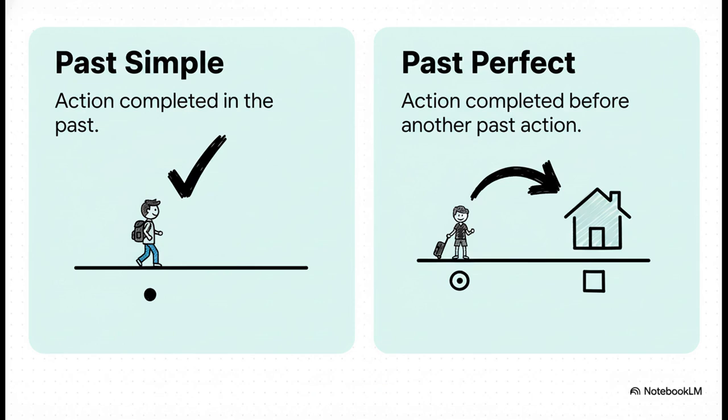For instance, take past simple versus past perfect. If you say, I walked, that's simple. It happened, it's done. But if you say, I had walked, that adds another layer. It tells us that this action happened before something else in the past, like I had walked 5 miles before I realized I forgot my keys. It's all about the sequence of events.